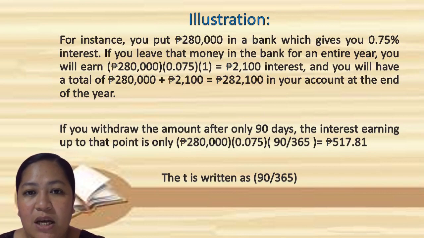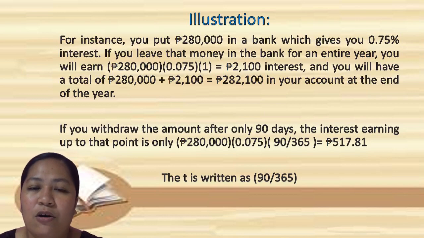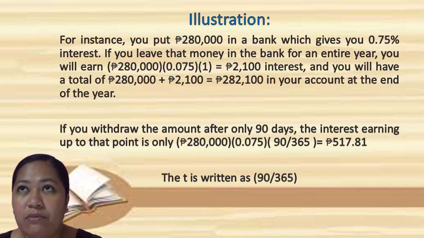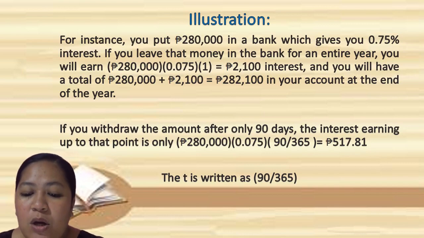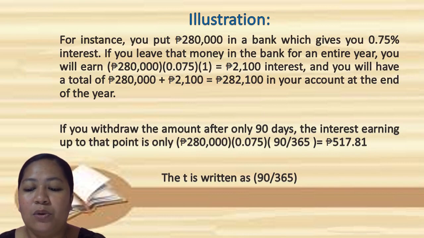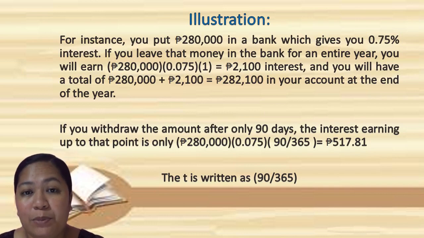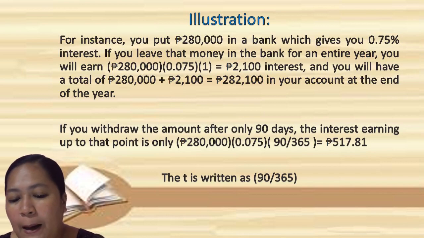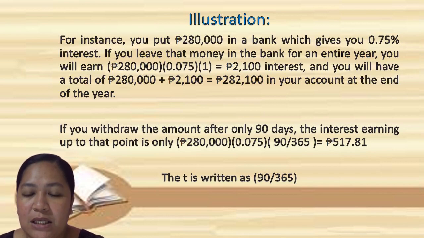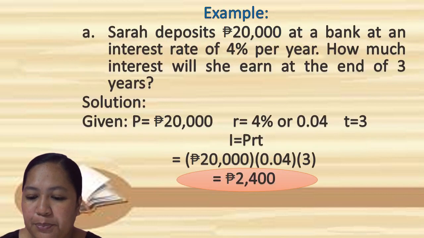So since we are given 90 days, we will be using 90 over 365, the same as earlier when we used 9 months over 12 months. So the total interest for 90 days will only be 517 pesos and 81 cents. So meaning the only amount that you will be paying in the bank will be 280,000 plus 517.81, or that would be 280,517 pesos and 81 cents. So that's the total amount.